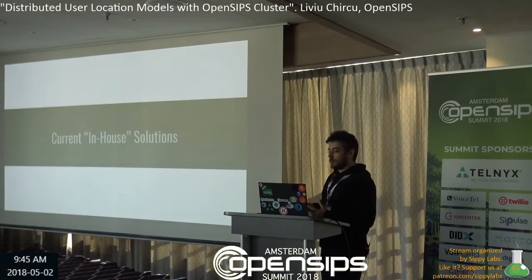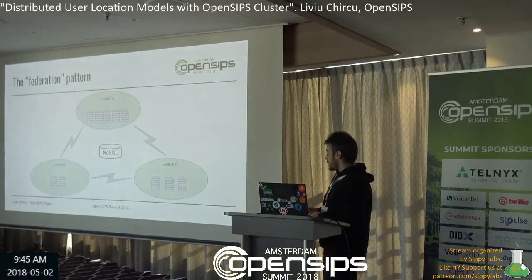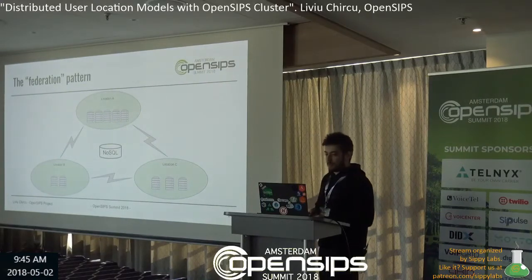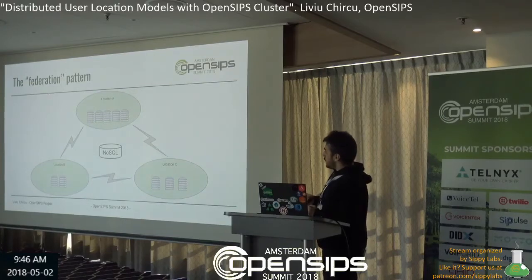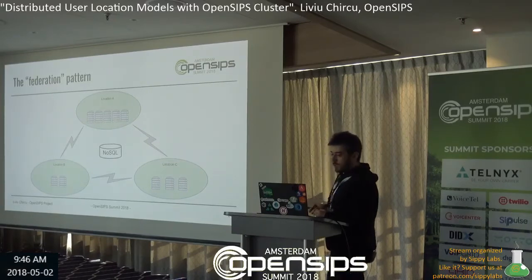Let's take a look at what solutions have emerged, what type of patterns we have seen emerging across these years. The first one is what we like to call the federation pattern. And it's actually a solution that we've also delivered to many of our customers. The topology is really simple. The endpoints directly register to the public IPs of each location, and their availability is being made known on each of the remaining locations using a NoSQL database holding metadata records.